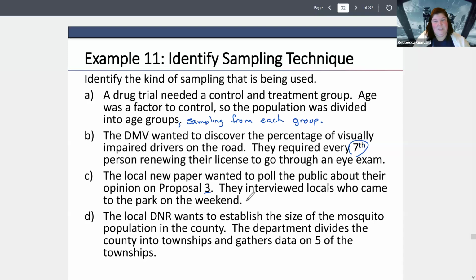So what kind of sampling technique is this? You might have to think back. This is a little older one. So I don't have all my techniques in here, but a local DNR wants to establish the size of mosquito population. The department divides the county into townships and gathers data on 5 of the townships. So we only look at 5 of them.